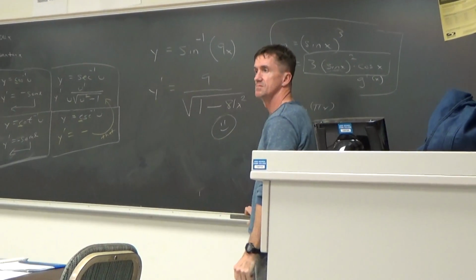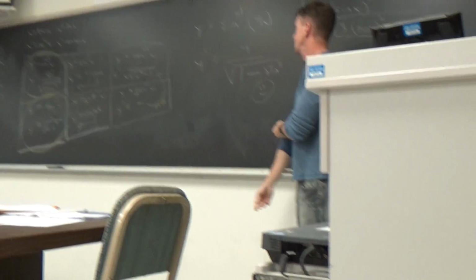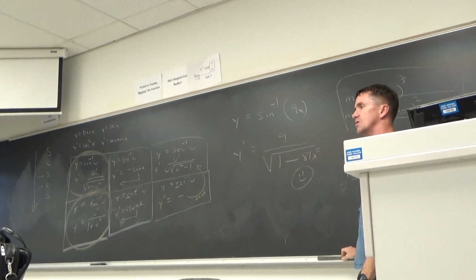That's it, though. Leave it. Oh, no, you can't factor. I can factor that. It's a difference of squares, but you can't factor anything out of it. You've got a square root of 1 plus 9x and a square root of 1 minus 9x.